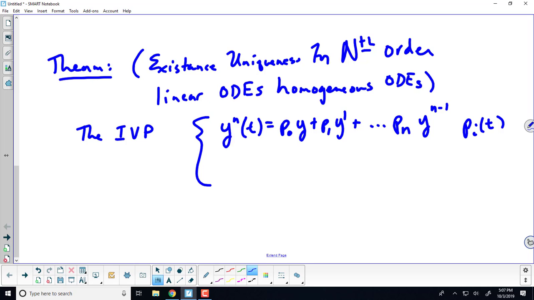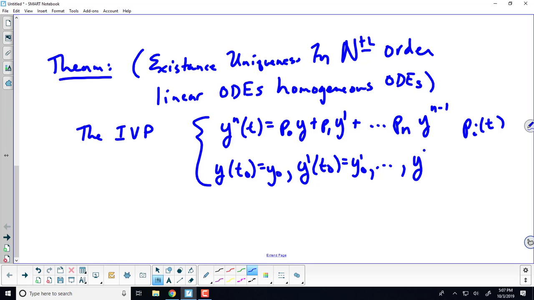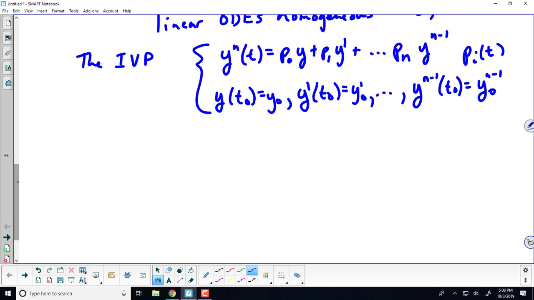So the n initial conditions are that y of t naught equals y naught, y prime of t naught equals some y naught prime, dot, dot, dot, y^(n-1) of t naught equals some y^(n-1) naught. Okay? So this is the nth order IVP, and we're saying that this will have a unique solution.